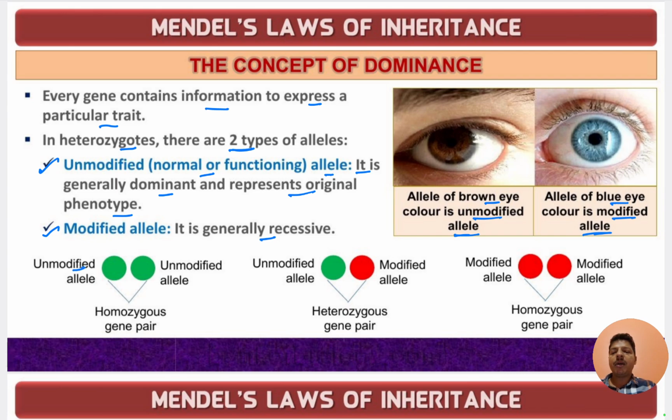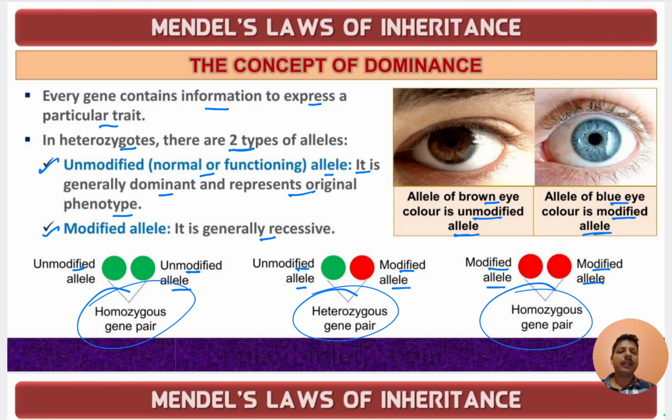Here, unmodified allele and unmodified allele, they make the homozygous gene pair. Unmodified allele and a modified allele, they make the heterozygous gene pair, and modified allele and modified allele, they make the homozygous gene pair.